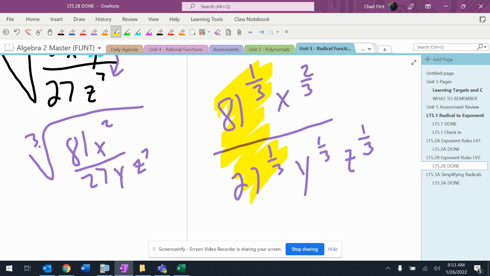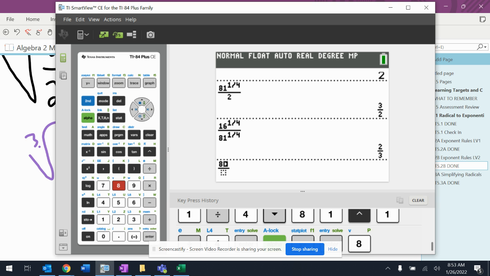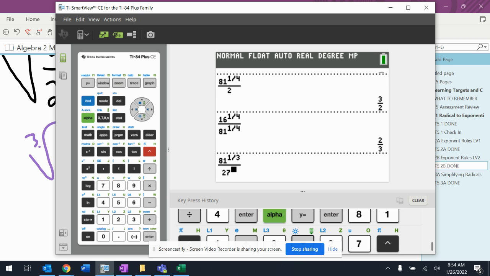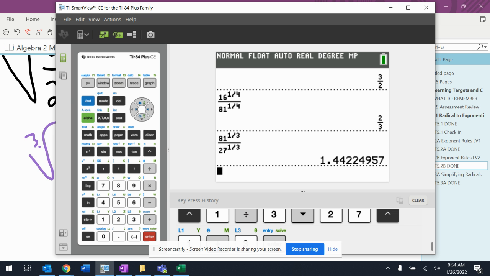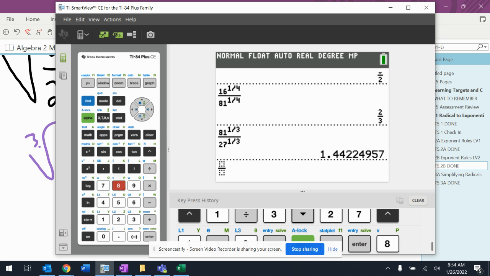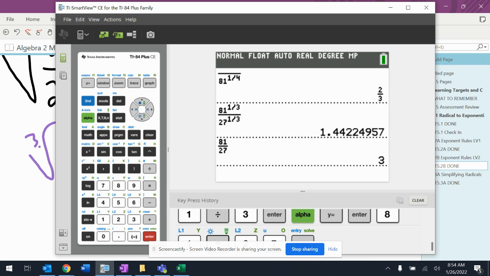All right, and then I just got numbers that need to go together now. So I'm going to take the calculator and just put those guys in there. Let's see what we got here. 81 to the 1 third. 27 to the 1 third. It gives me something ugly. What's this? First time that's happened. 81 over 27. It's just 3.